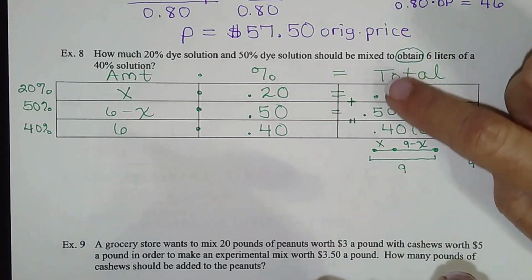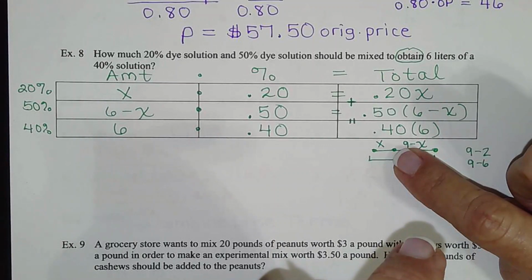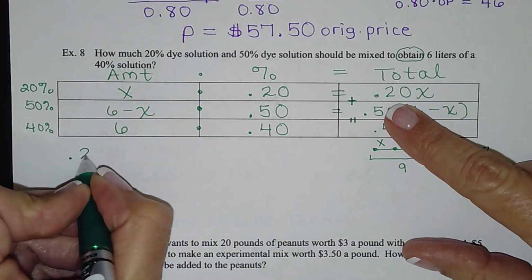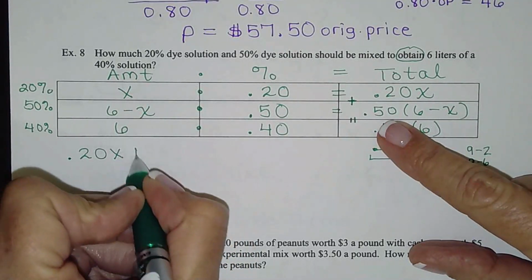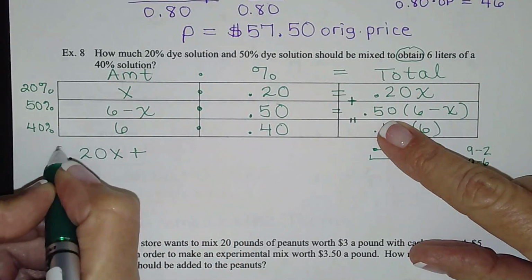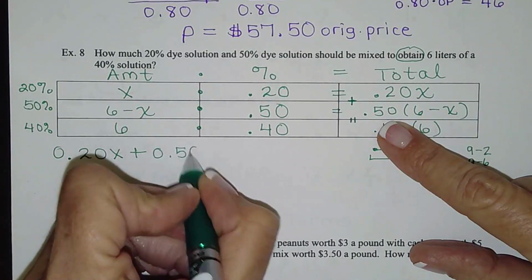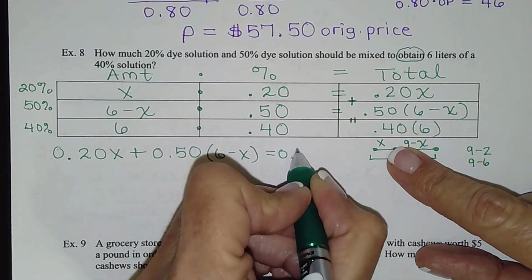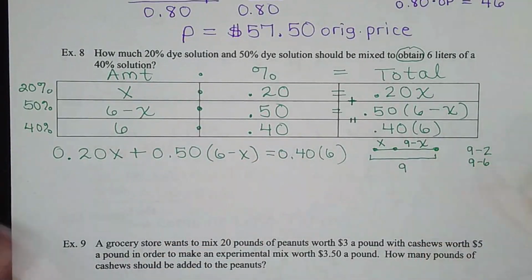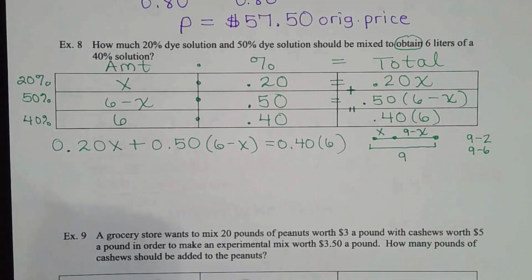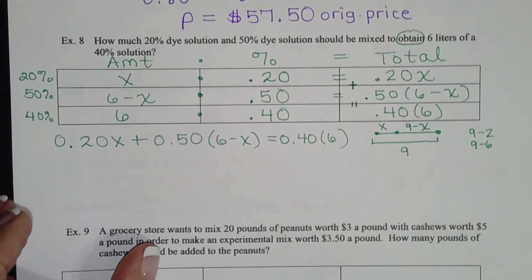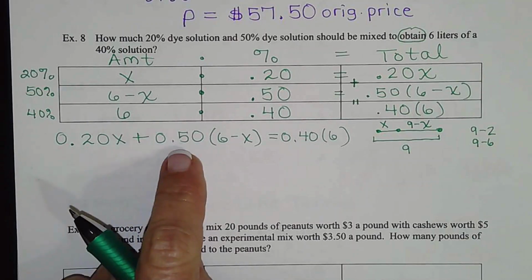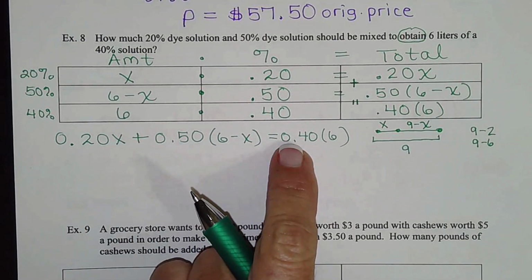So then I just take this vertical and turn it to horizontal. So 0.20x plus, and I should put my zeros in, 0.50 times 6 minus x equals 0.40 times 6. So that's the equation. So bit of a messy equation, but we did learn in lesson 3 how to get rid of decimals. Remember, this is 20 over 100, 50 over 100, 40 over 100.